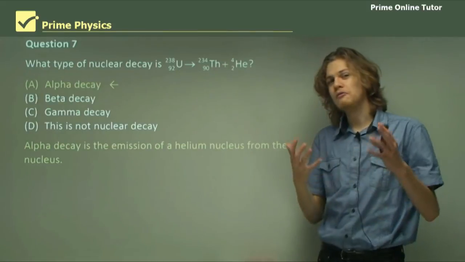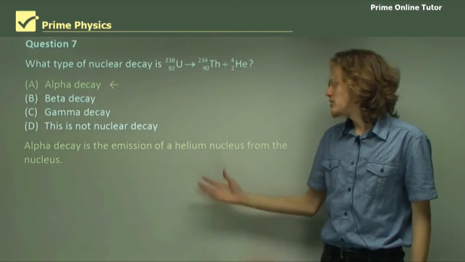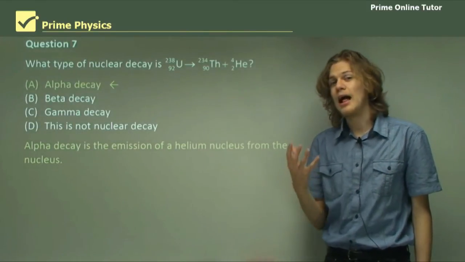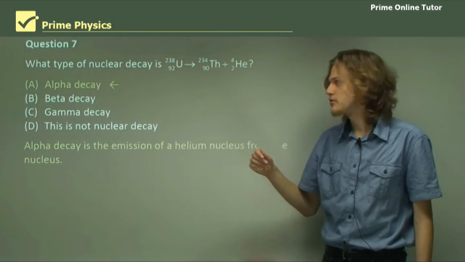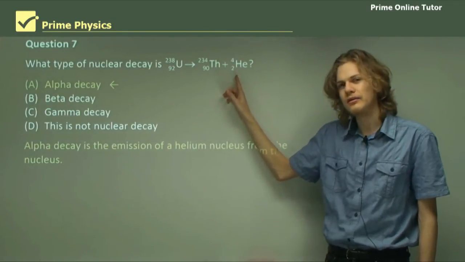And if we remember what alpha decay means, it means that we spit out a helium nucleus, an alpha particle, from the original nucleus. And so that's this part of the equation here.